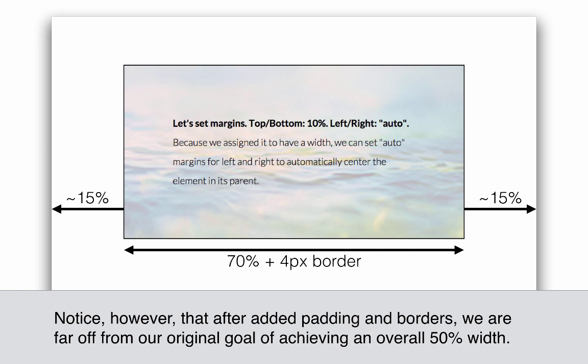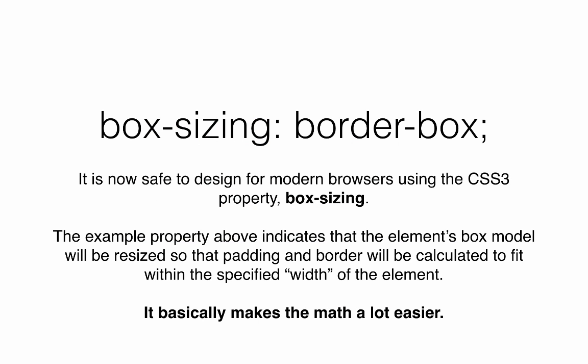Okay, but now look what we've got. All right, this is something that maybe we weren't really predicting. After adding the padding and borders, we're far off from our original goal of achieving an overall 50% width, right? You'll notice that now we have approximately 70% plus about 4 pixels in our width of the entire element. And then for the margins, we ended up with approximately 15%, depending on the width of the browser, but it's still in percentages, so it's still about 15%. That's not 50% for the element, right? We're at 70 plus 4 pixels. So let's talk about box sizing.